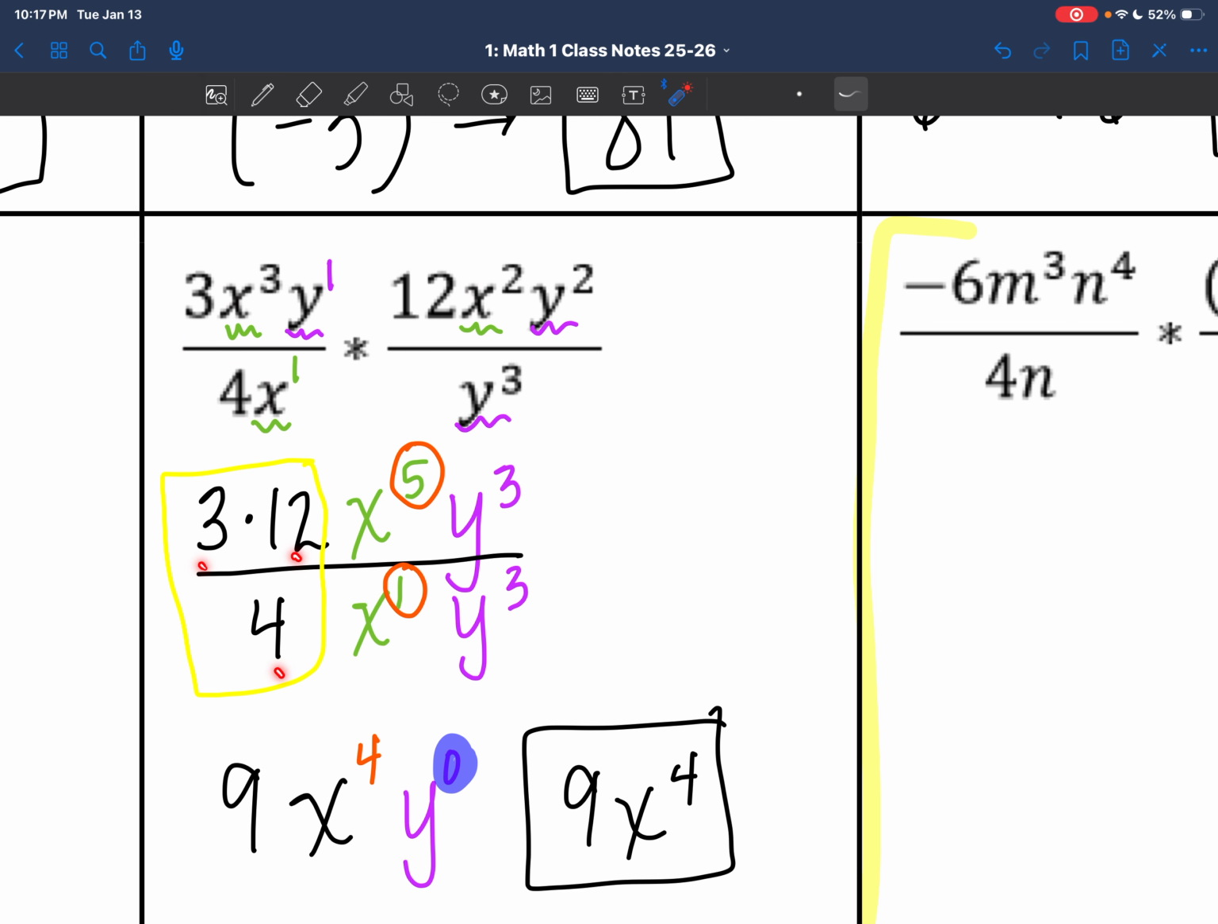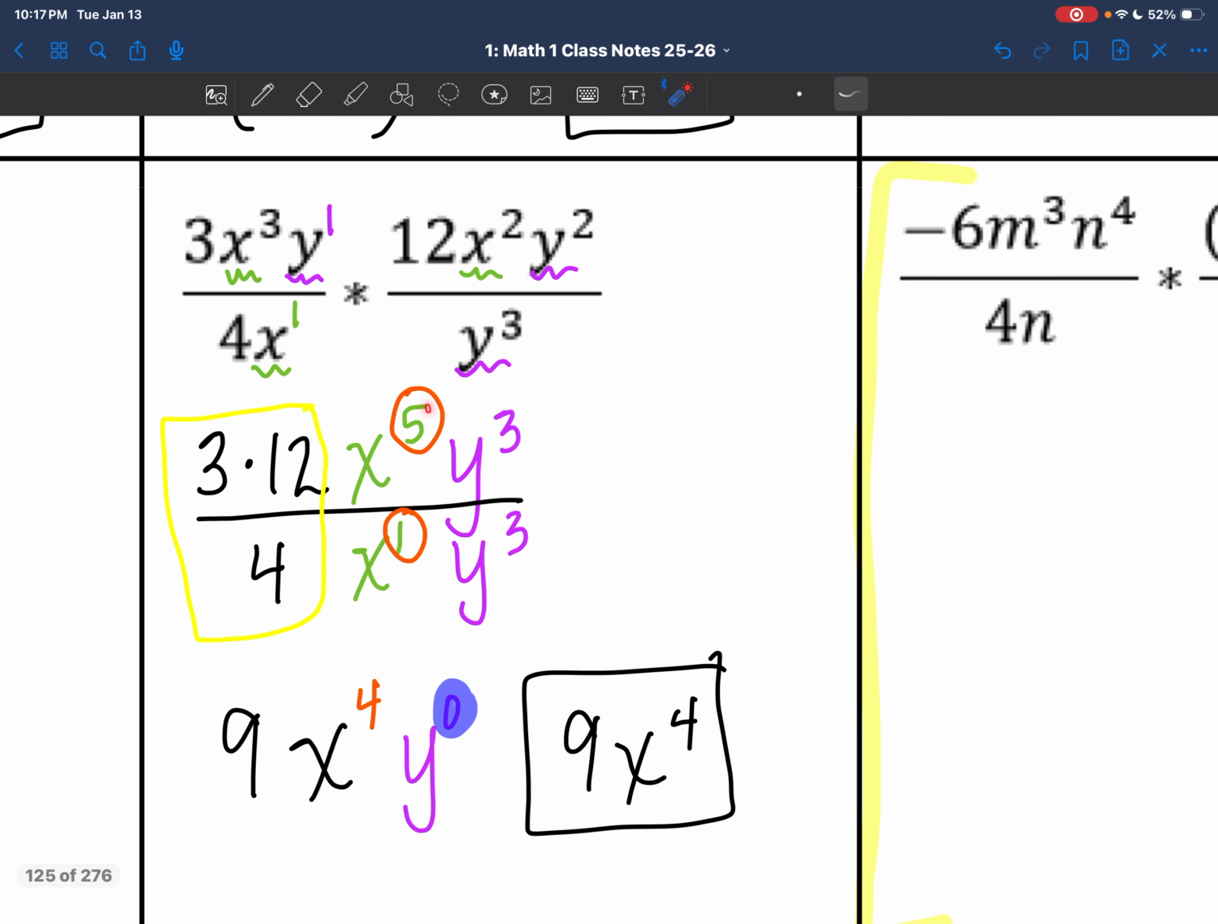All right, now notice I've got numbers here. You can just multiply and move all those together. So I've got 36 over 4, which remember, that would simplify to 9 over 1. And then don't forget, you subtract. So 5 minus 1 is 4. And 3 minus 3 is 0. So anything to the 0 power is 1. So your final answer should just be 9x to the 4th.